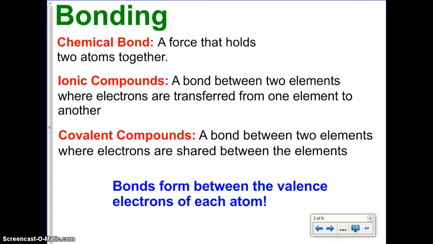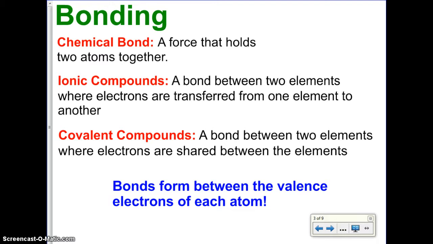So the first thing I just want to make sure we see is some basic definitions. You have chemical bond, which is basically what's just holding the two elements together. This chemical bond is formed from the attraction of electrons of one element to the protons of another element, or atoms I should say. So that's how they're being held together.